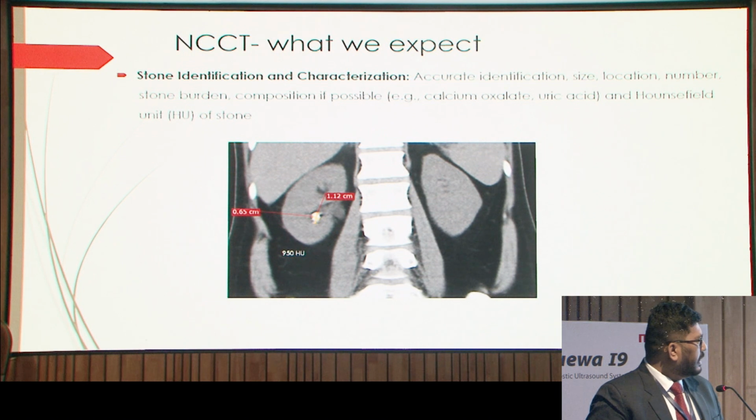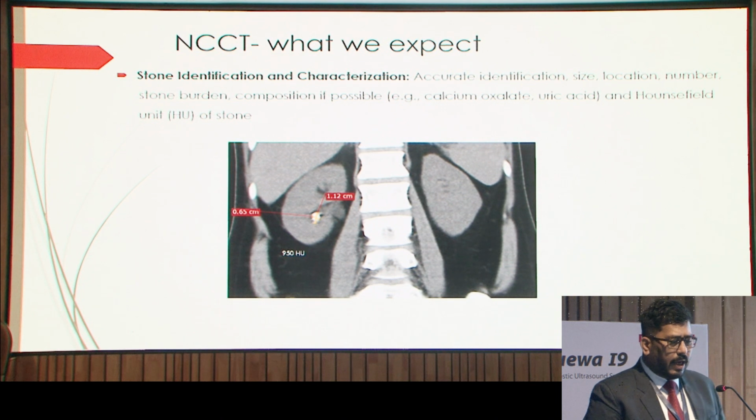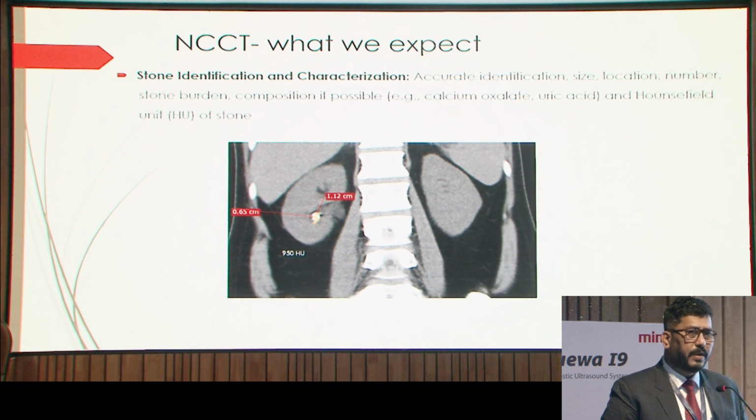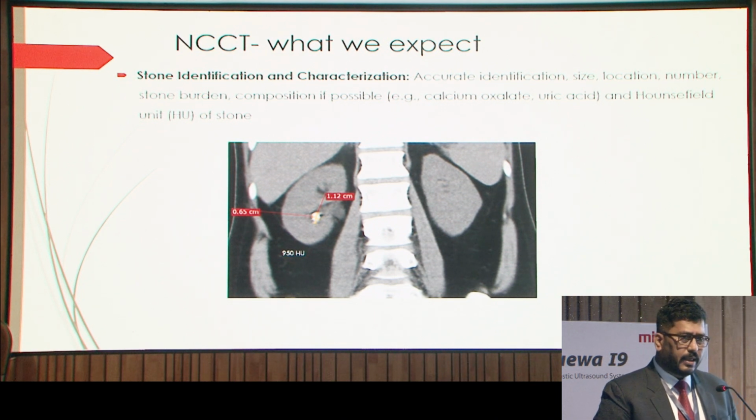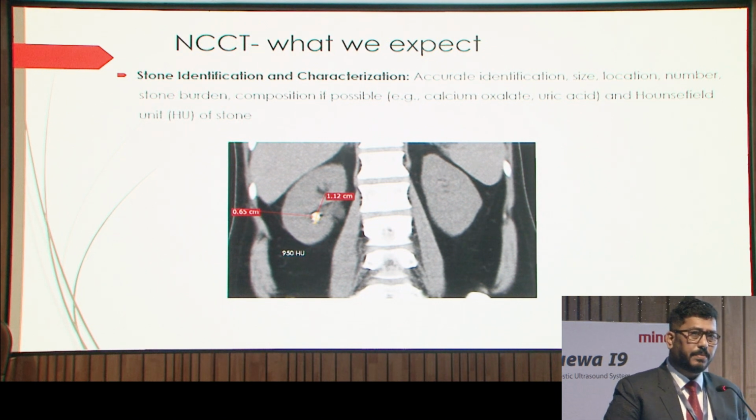From NCCT, we need to know accurate identification, size, location, number, stone burden, composition if possible, and most importantly, Hounsfield unit. Hounsfield unit can decide our treatment protocol, and Hounsfield unit and location of the stone and size of the stone, these are all factors, they are important in deciding the management of the stone disease.